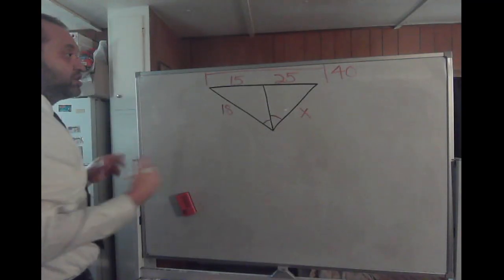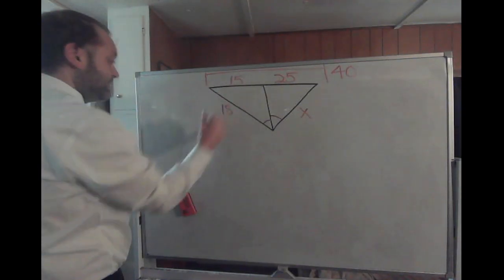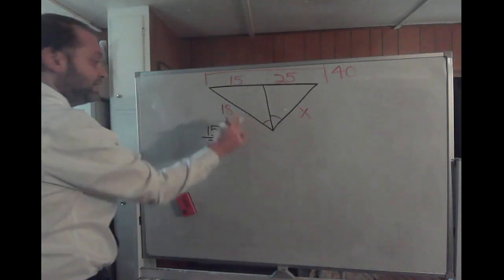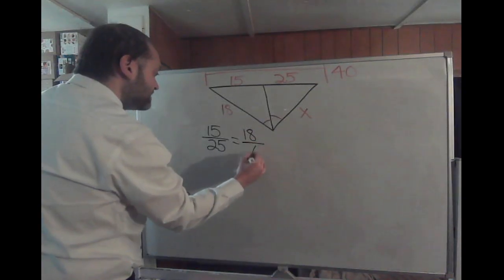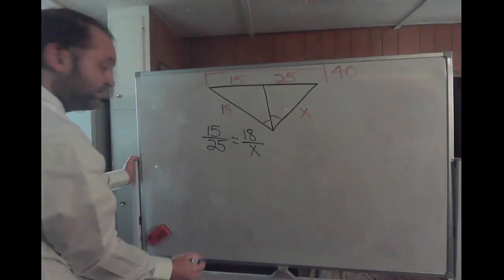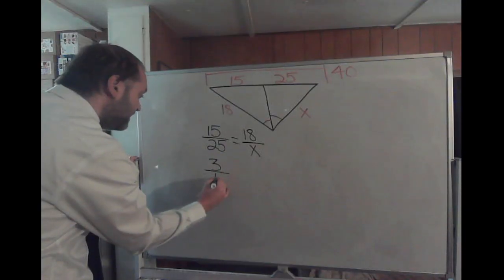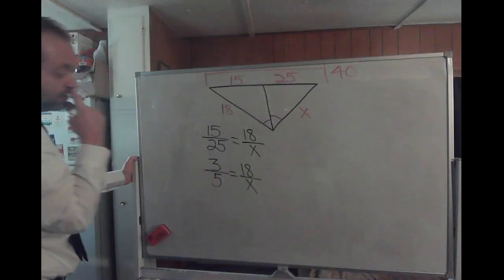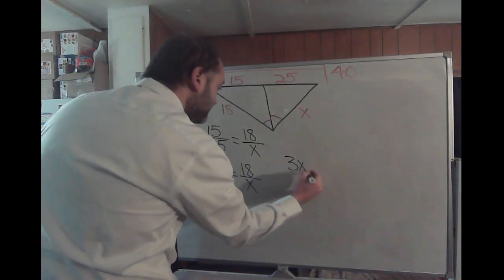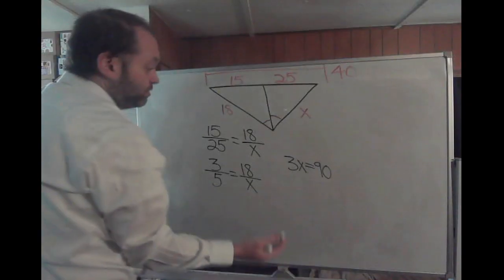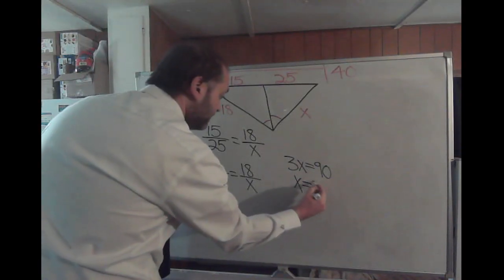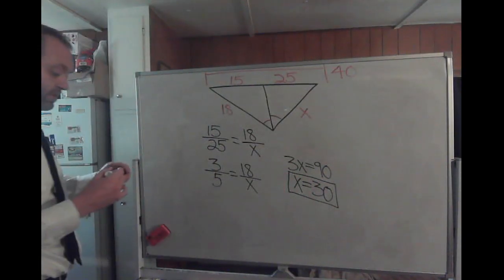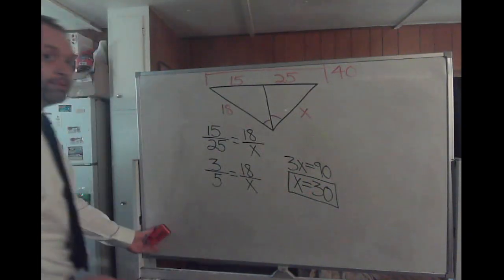Now we can set up our Triangle Proportionality Theorem. So that's going to be 15 to 25 equal to 18 over x. Well, 15 to 25 simplifies. That would become 3 to 5 equals 18 over x, which would then give you 3x equals 90, which would then have to mean that x equals 30. So the length you should get for x would be 30.